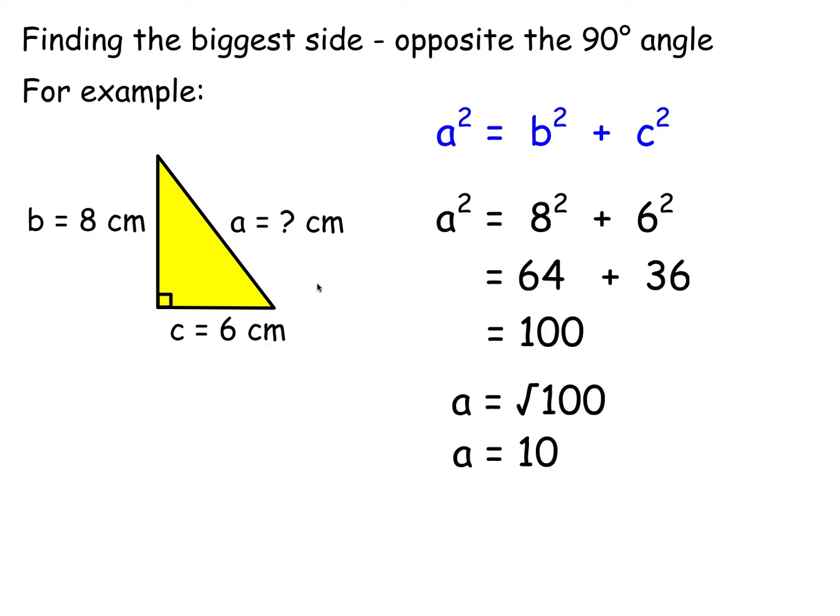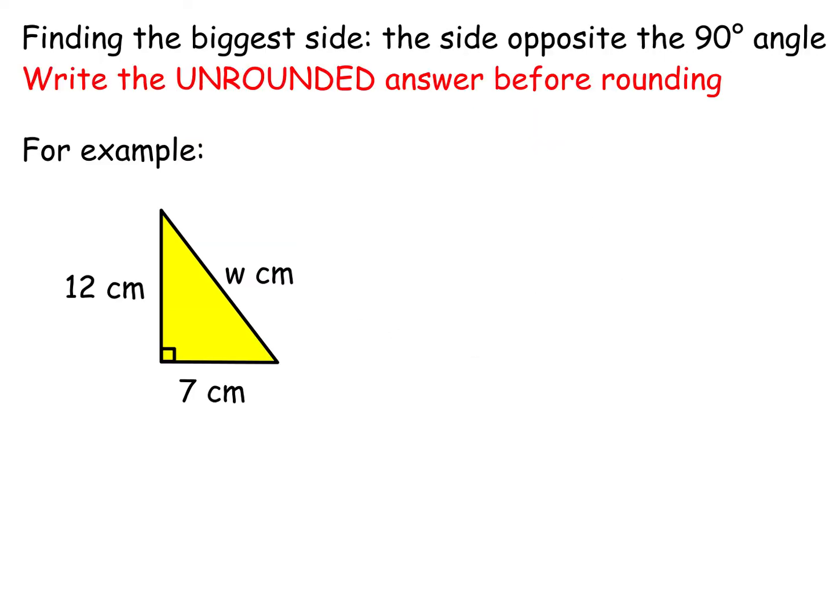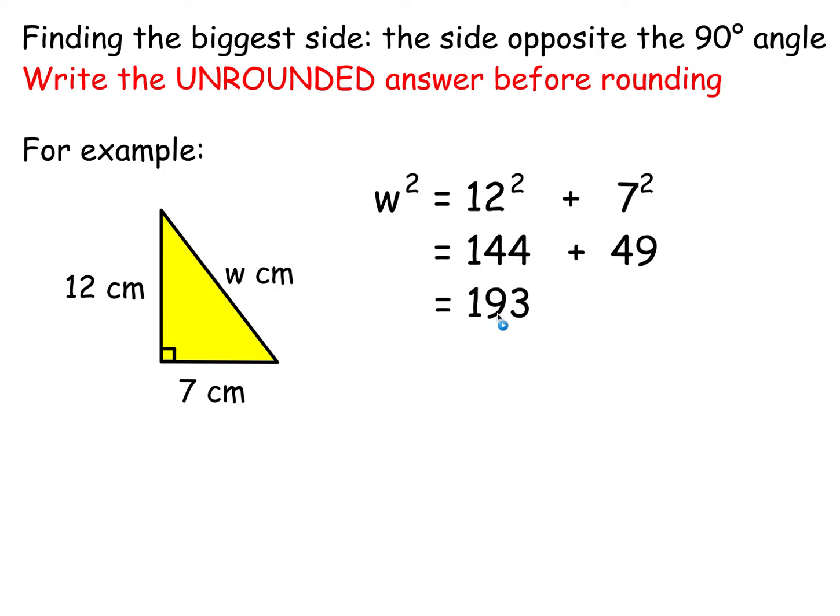Triangles like that, which have three whole number sides, are called Pythagorean triples. So that's right-angled triangles with whole number sides, Pythagorean triples. Usually you don't get an exact answer, so here the hypotenuse W is opposite the right angle. W squared equals 12 squared plus 7 squared. 12 12s, 7 7s, follow it through. W is the square root of 193.